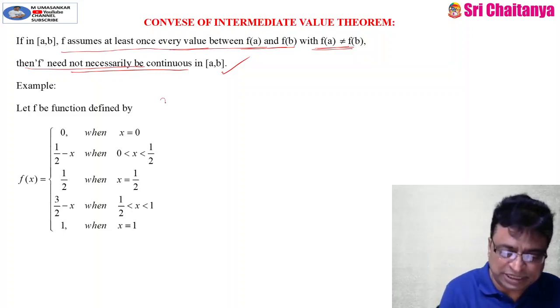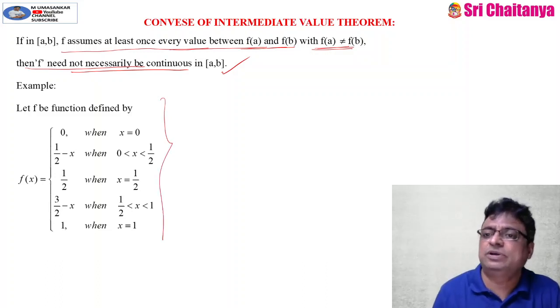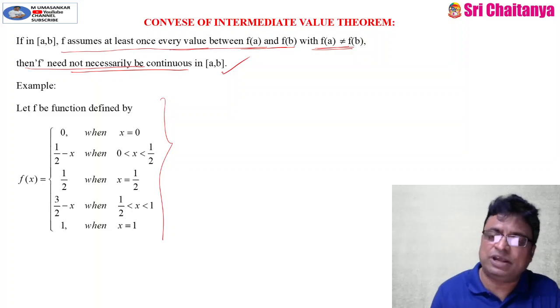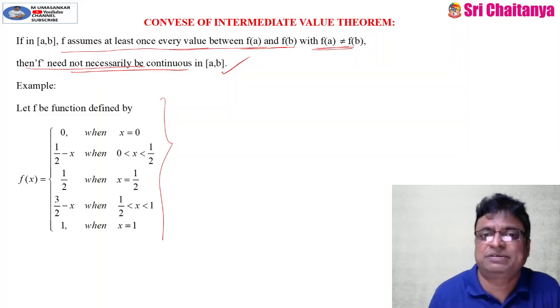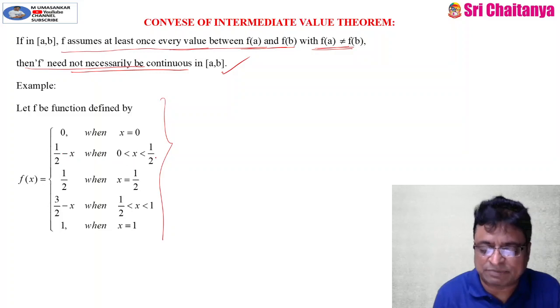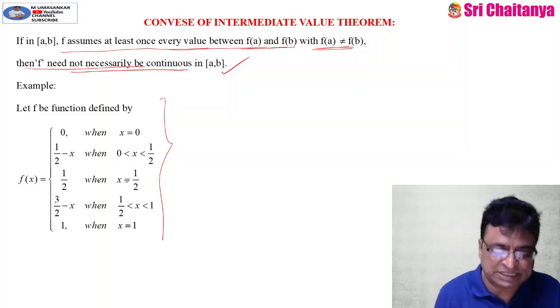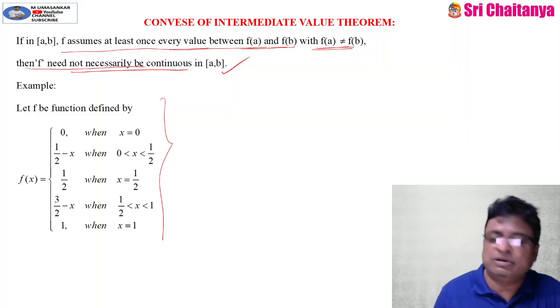For that, you take this as the standard example. You can construct examples of this kind in your own way. What is this? A branch-wise function. My function is f of x equal to 0 when x is equal to 0, and it is half minus x from 0 to half. It is equal to half when x is equal to half, 3 by 2 minus x when x is from half to 1, and equal to 1 when x is equal to 1.